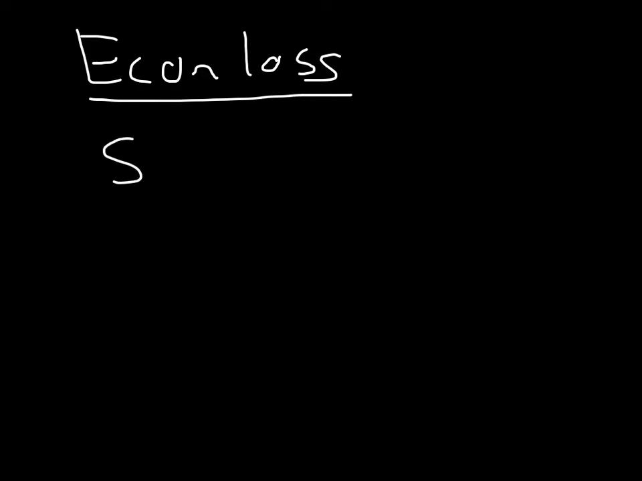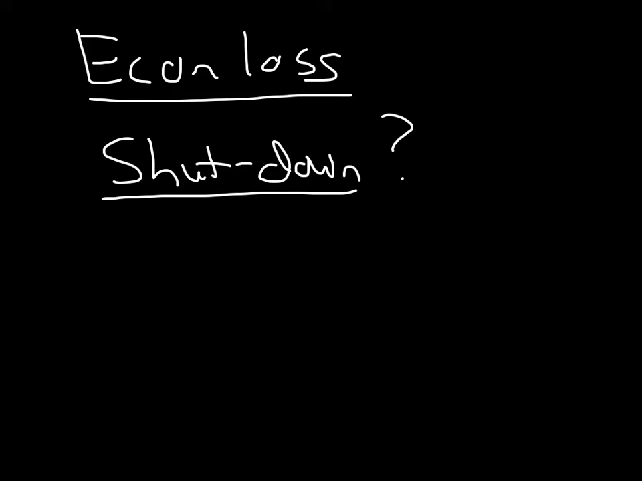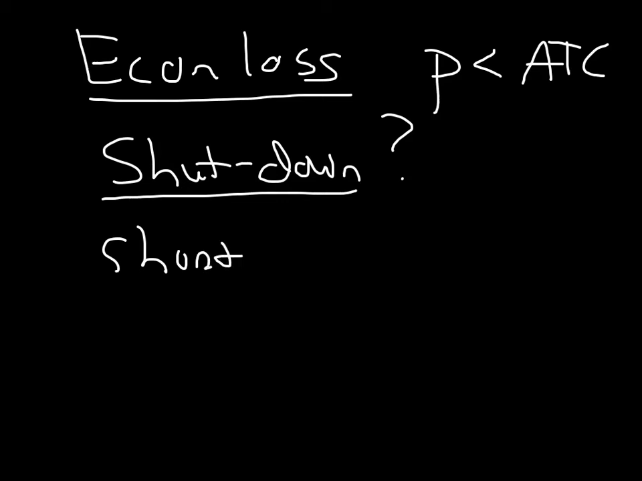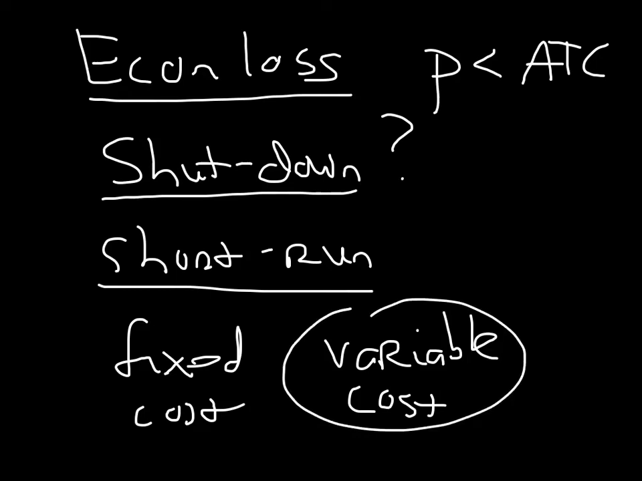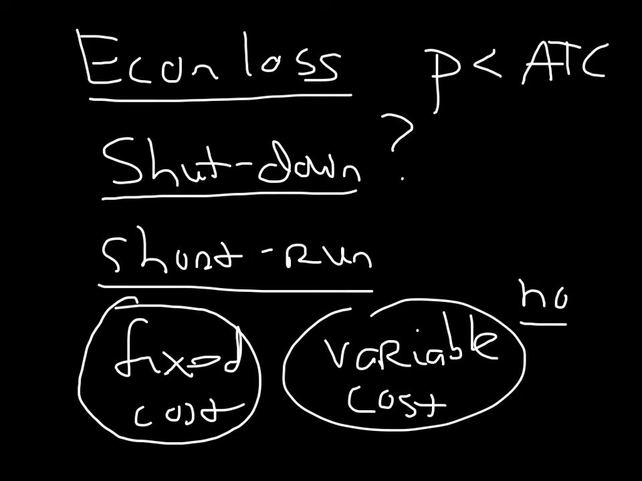So let's suppose the firm does have an economic loss. The question is, should they shut down in the short run? If there's an economic loss, by definition, we know that price is less than average total cost. Well, in the short run, there are both fixed cost and variable cost. So if you shut down, then there are no variable costs, such as wages, but your fixed costs you still have to pay, such as the rent on the building.